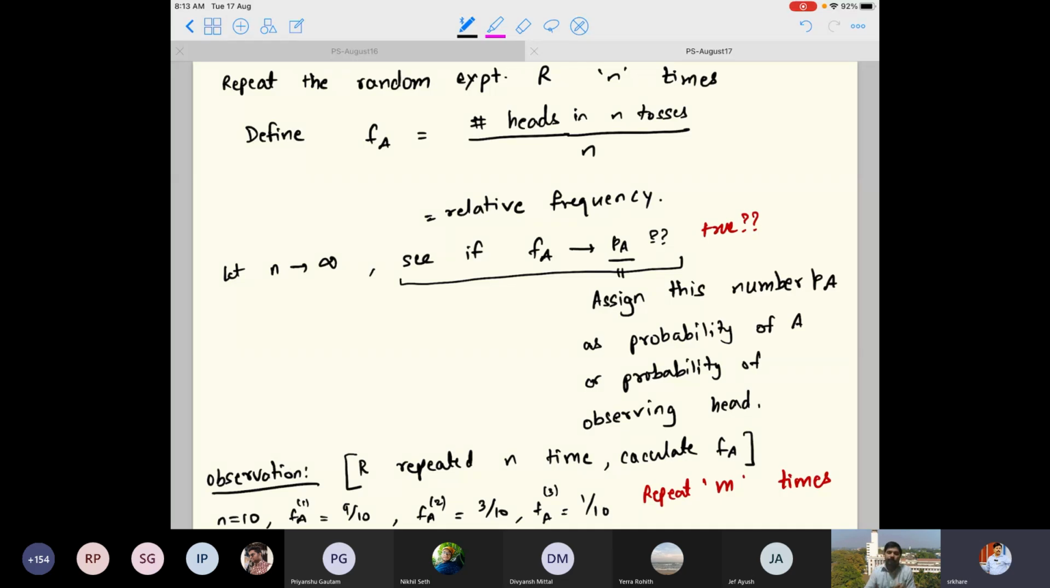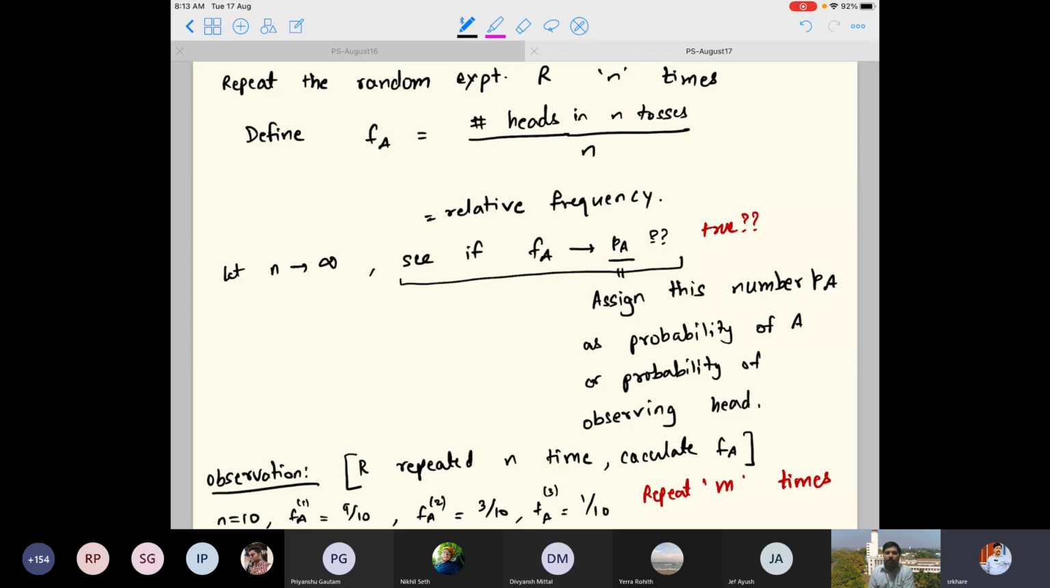Okay. Now, suppose the coin that you started with was a fair coin. We don't know that, but suppose that coin was a fair coin. I am telling you that information. Then as you increase the number of tosses, what do you expect to see in the value of FA? That's the question we are asking.